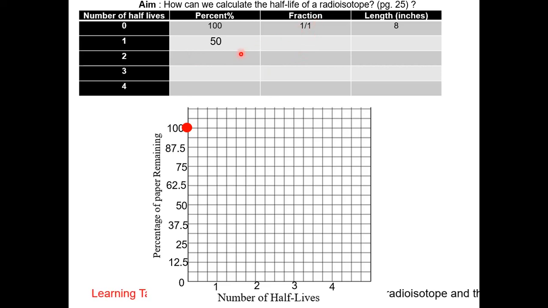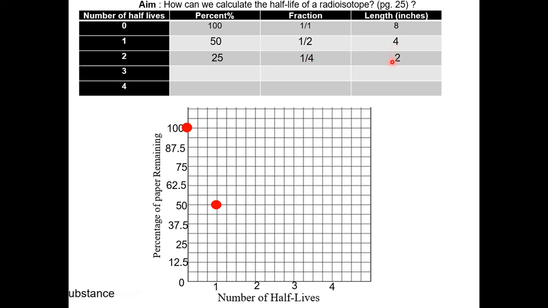The fraction of 50% is 1/2. A half of 8 inches is 4 inches. This means we still have 4 inches of the paper that is radioactive. On the graph, we're going to plot it here. If another half-life occurs, half of the remaining radioisotope will decay. So half of 50% is 25%, which is 1/4. This means 1/4 of the substance is still radioactive.